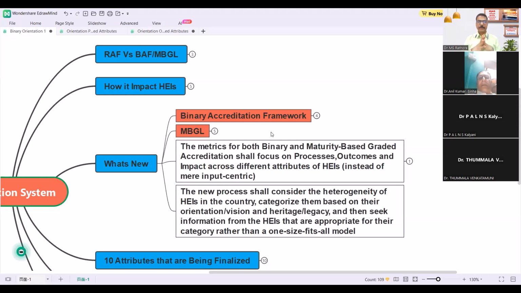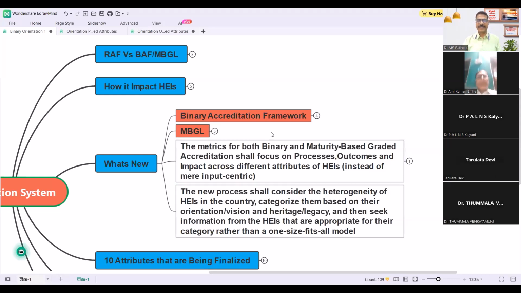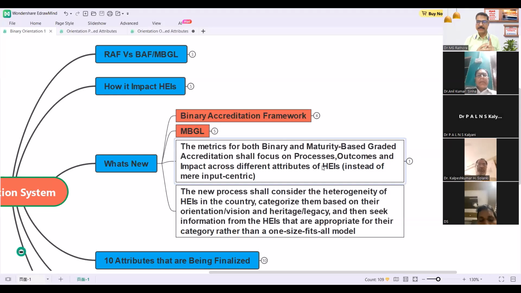So you see, in the new system, there are two terms. Let's understand this clearly. One is the binary accreditation framework. The previous system was known as the revised accreditation framework. The new system would be known as the binary accreditation framework.